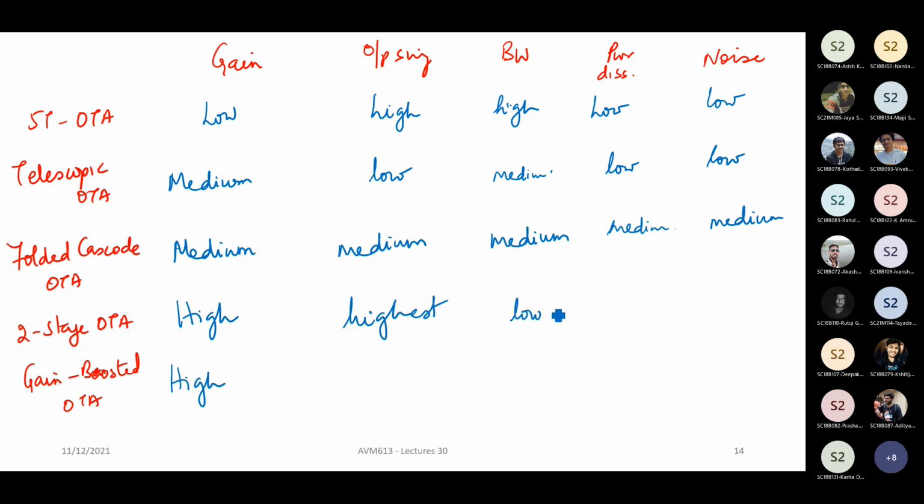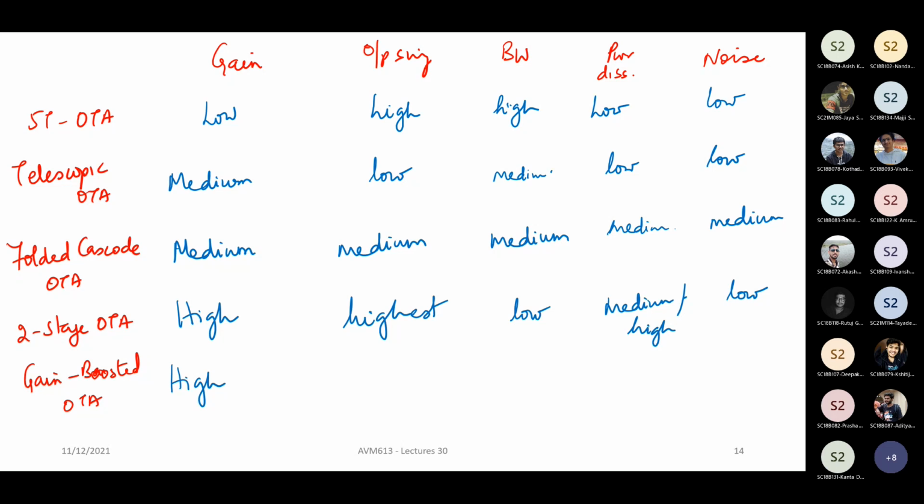The bandwidth is actually low. In fact, there are two poles in the system, so we will talk about compensation in some of the subsequent classes. So bandwidth is low. The power dissipation is also a little on the higher side because now you have two stages. So medium or high. And noise is also low because you have the noise of the second stage divided by the gain square of the first stage.